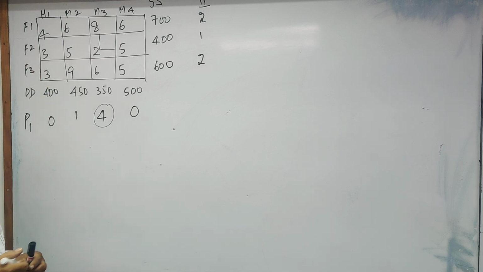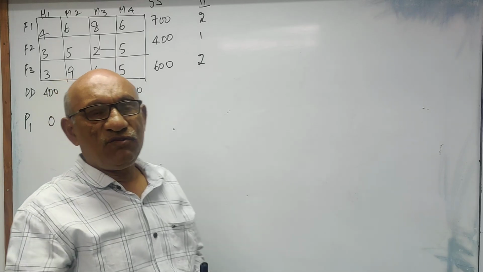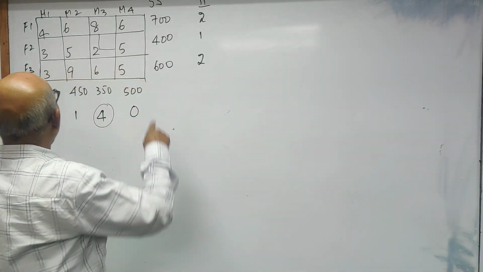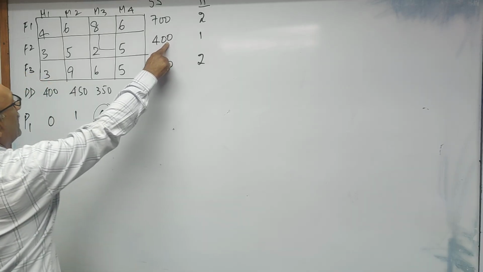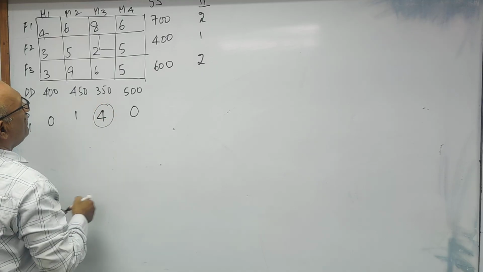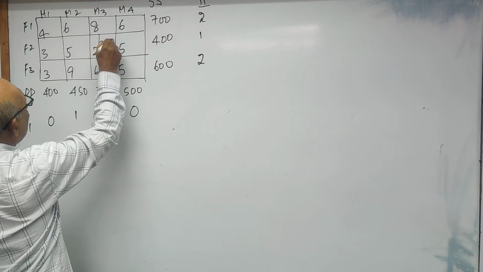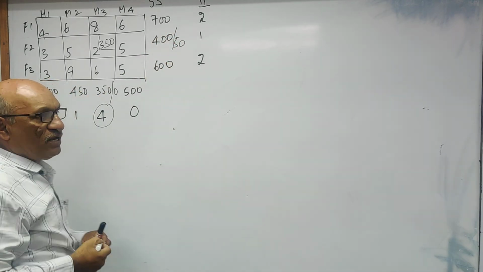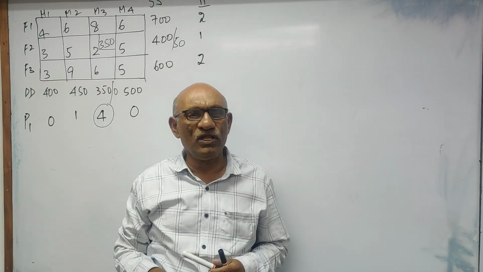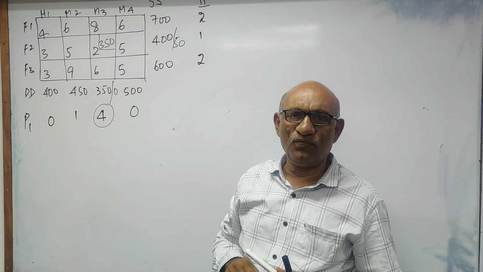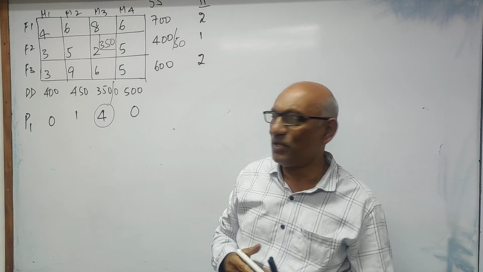So I decided to supply the goods from second factory to third market. See the availability at second factory 400. Requirement at third market is 350. We can fully satisfy the requirement of this market. Since this market requirement is fully satisfied, eliminate this market from the picture.